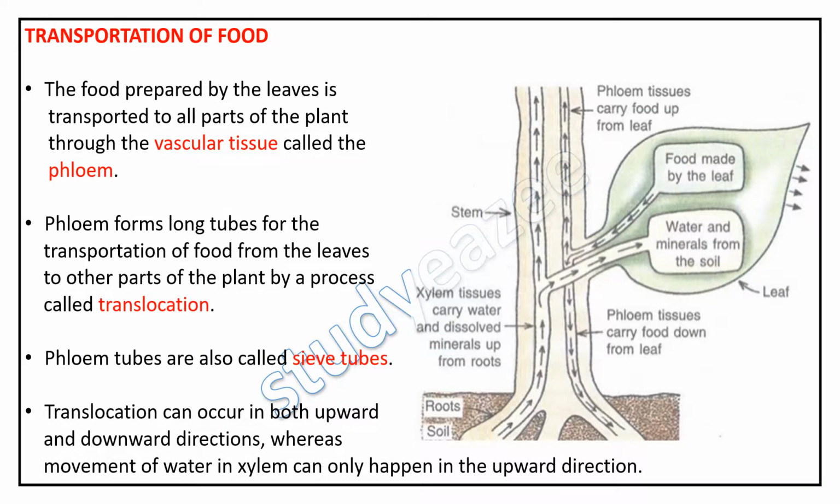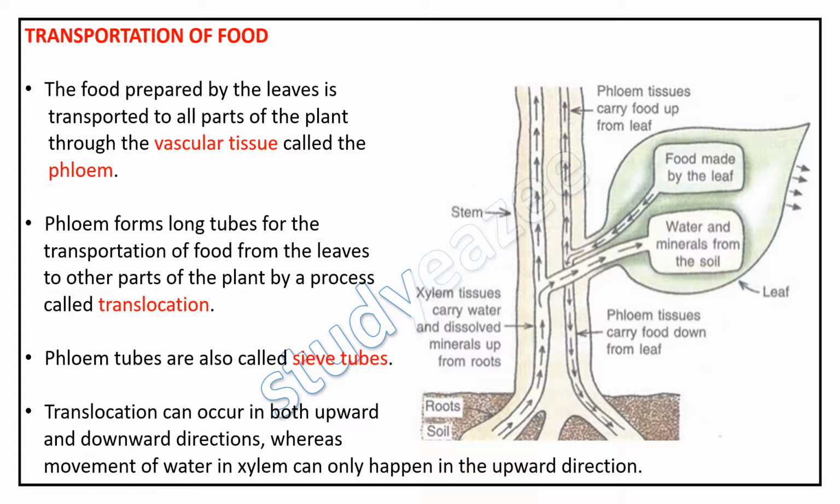Now once the water and minerals are transported from the roots to the leaves through the xylem, the leaf prepares the food for the plant. This food prepared by the leaves is transported to all parts of the plant through the vascular tissue called the phloem. Phloem forms long tubes for transportation of food from the leaves to the other parts of the plant by a process called translocation. Phloem tubes are also called sieve tubes.